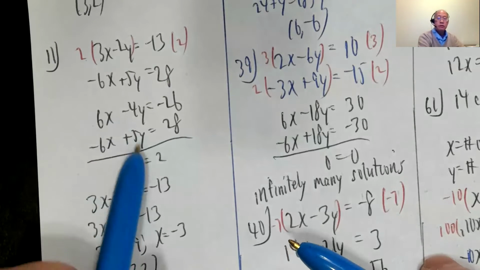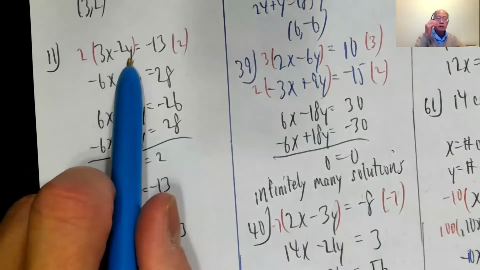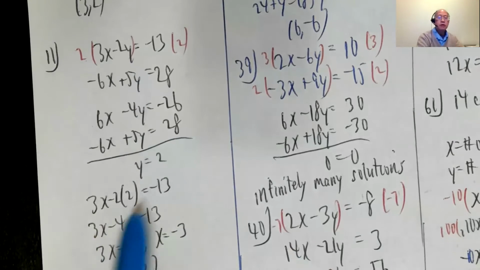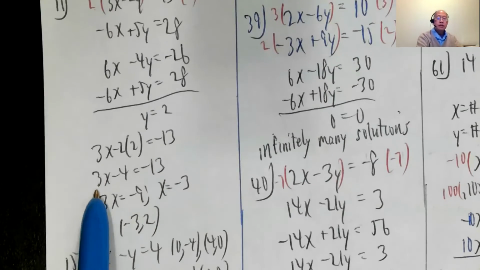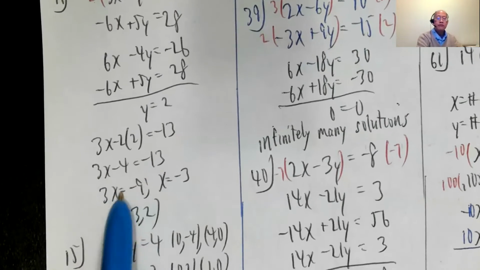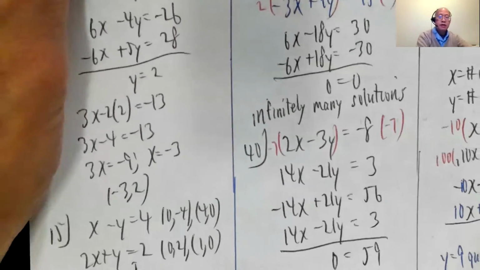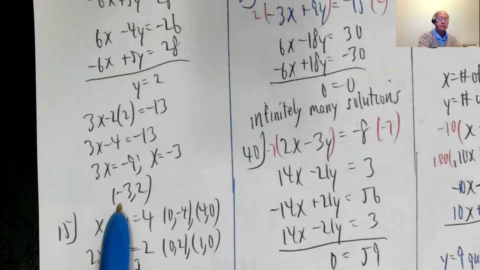Plug y equals 2 back into any equation you wish. Plug it back in here. 3x minus 2 times 2 equals negative 13. 3x minus 4 equals negative 13. Add 4 and divide by 3. So x is negative 3. So the ordered pair is (negative 3, 2).